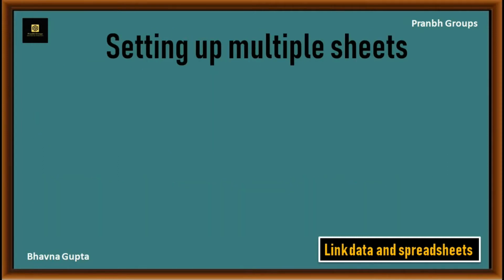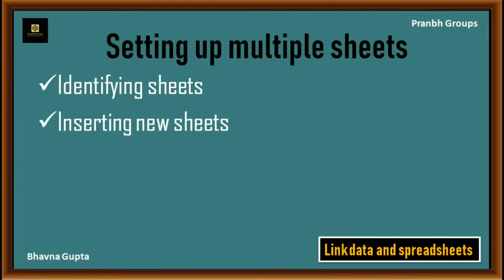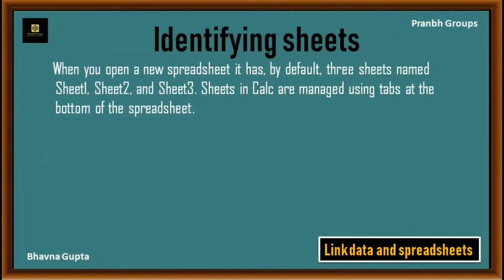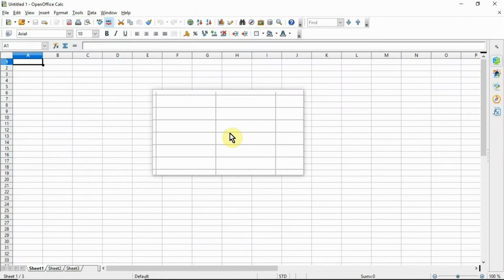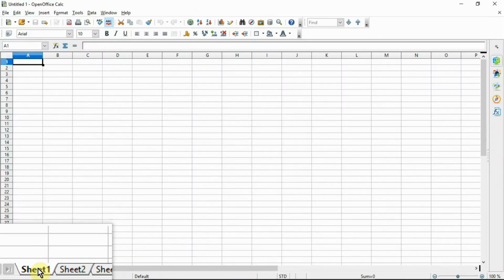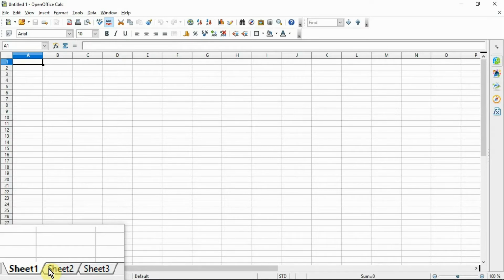Next topic: setting up multiple sheets. Here we can use three methods for setting up multiple sheets. First is identifying sheets, second is inserting a new sheet, and third is renaming a sheet. Let's discuss the first one, identifying sheets. When you open a new spreadsheet, it has by default three sheets: Sheet 1, Sheet 2 and Sheet 3. Sheets in Calc are managed using tabs at the bottom of the spreadsheet.